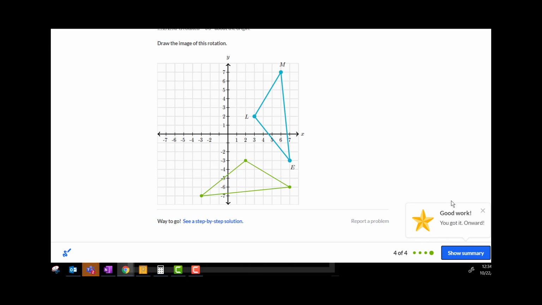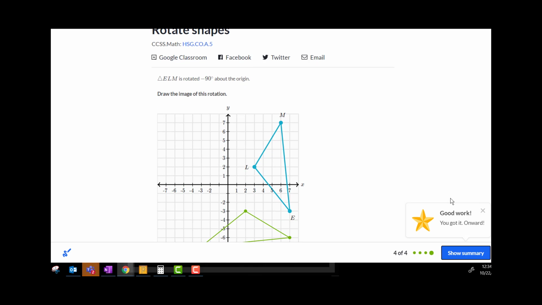So that's how you get through rotating shapes, and it is due in about 11 hours.